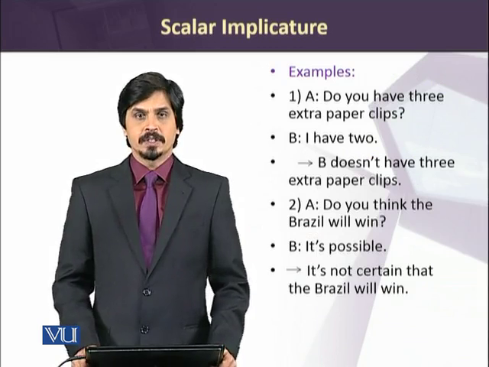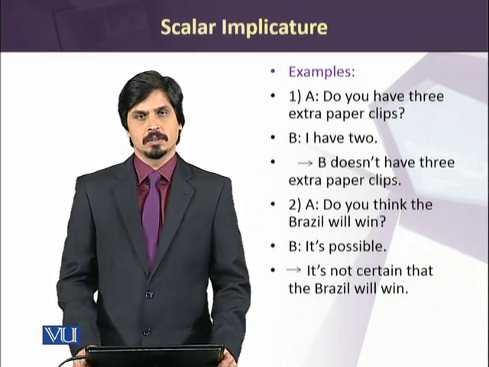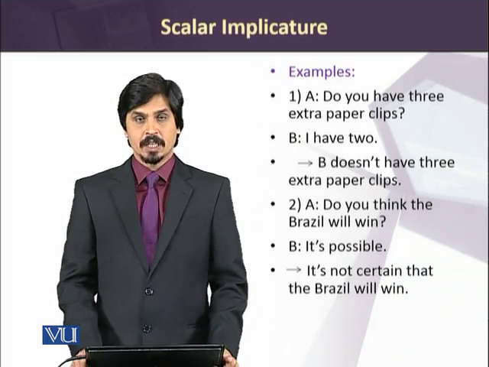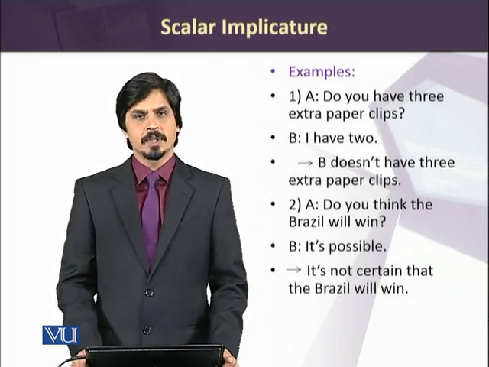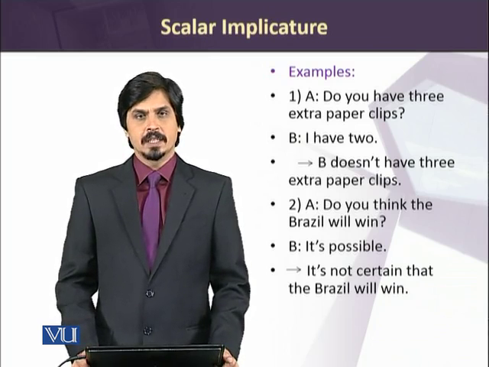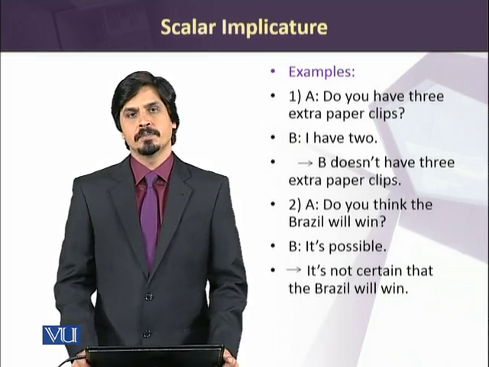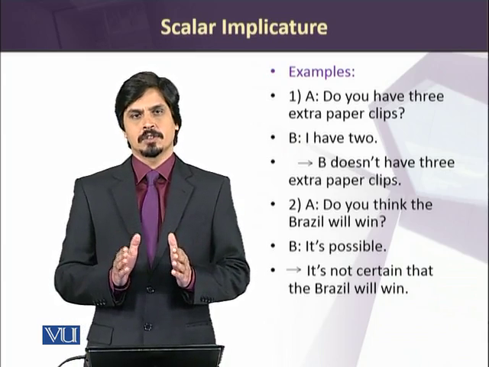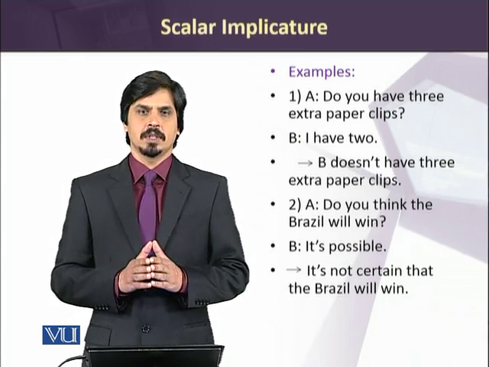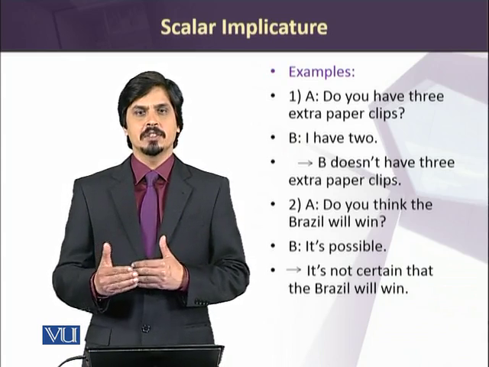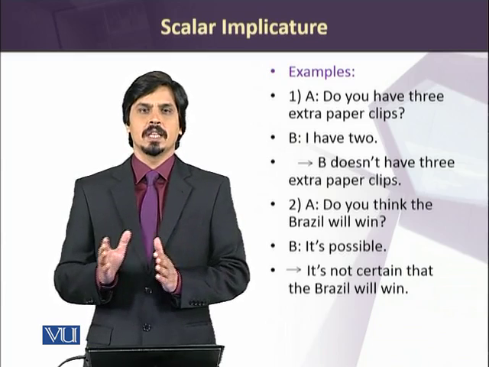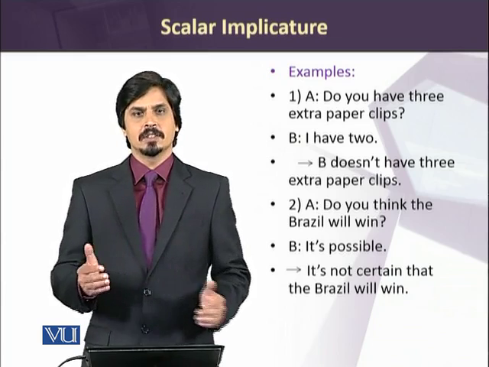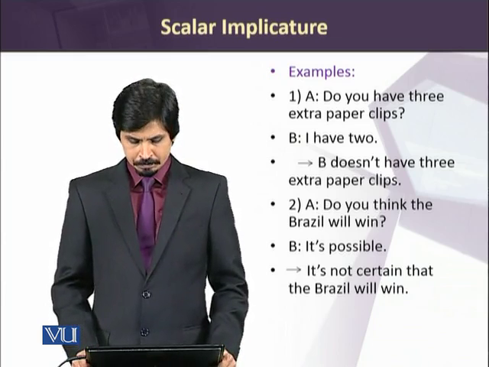There are some more examples to elaborate this point further. Example 1 says, participant A says, do you have 3 extra paper clips? Participant B says, I have 2. That implies that he does not have 3 extra paper clips, or he is missing 1. I mean, the need is of 3, but he has 2 and not the one which would make it 3, as required by participant A.